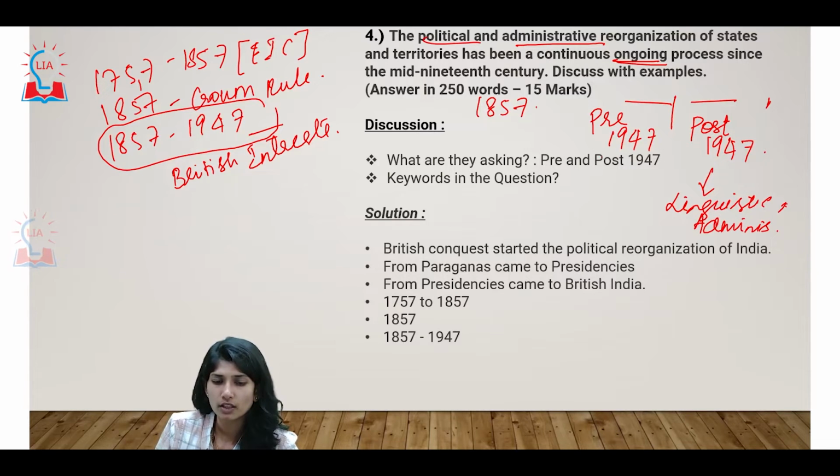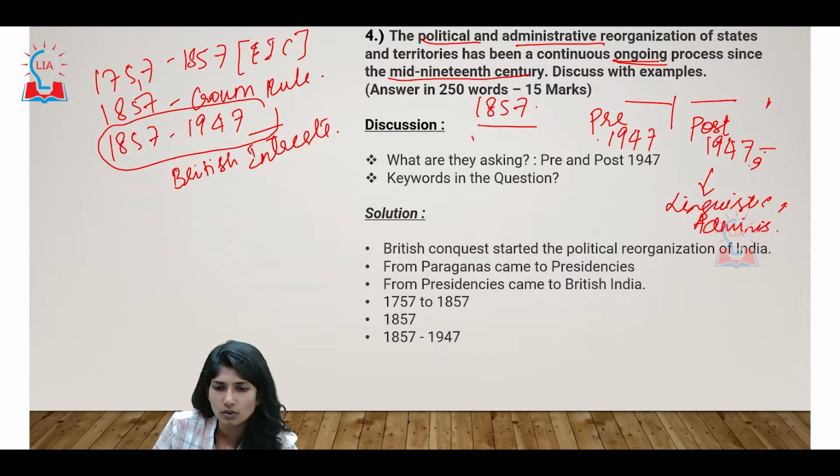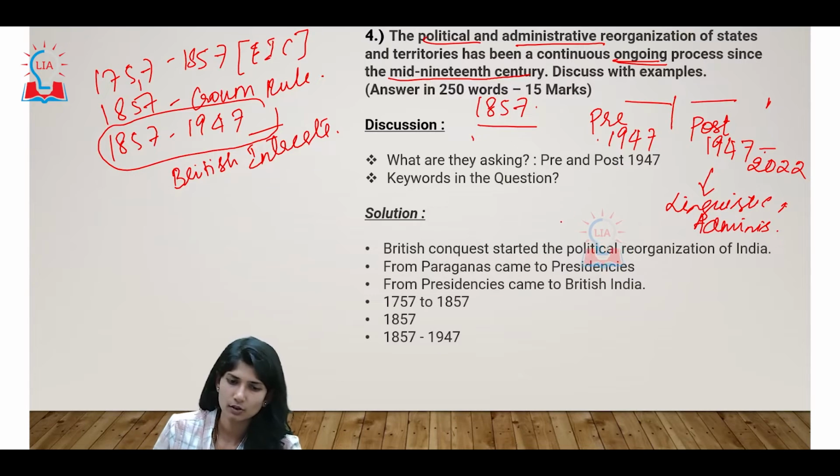So here you have to view the question as something pre-1947. Look at the timeline also they've given. Mid-19th century, 1857 to 1947, 1947 to 2022. That is the question they have asked. You have to address both the points of that. Alright, now look at here.